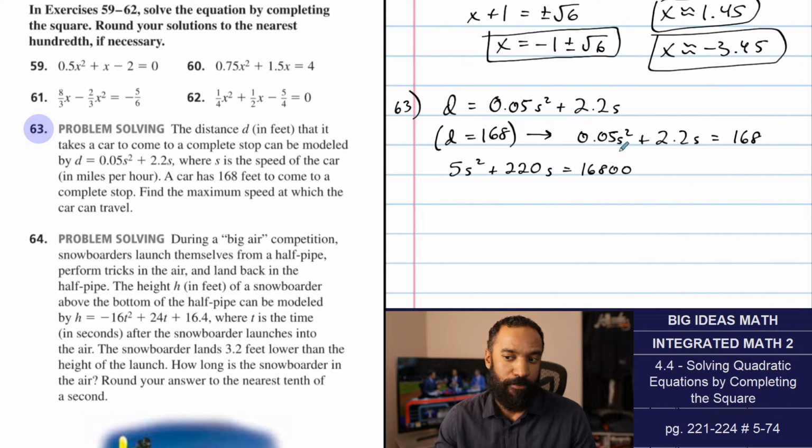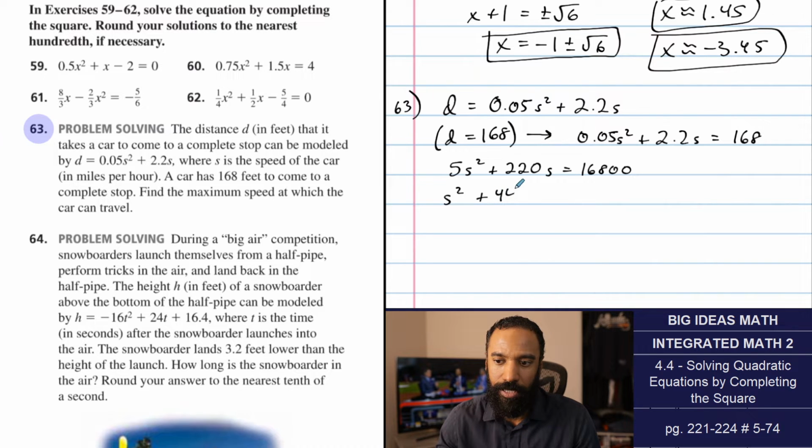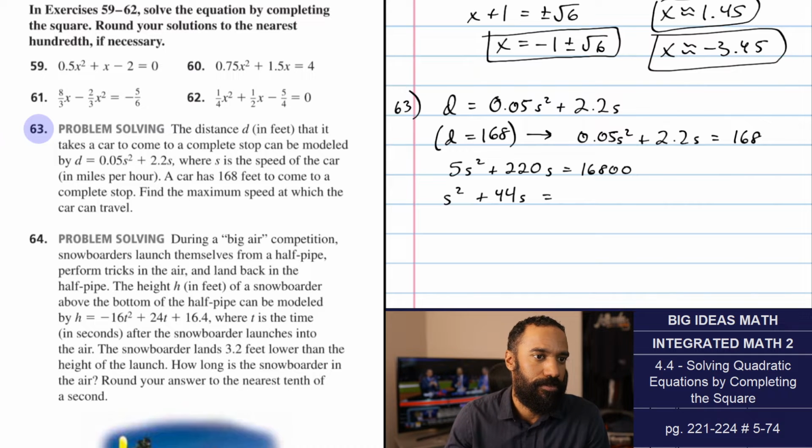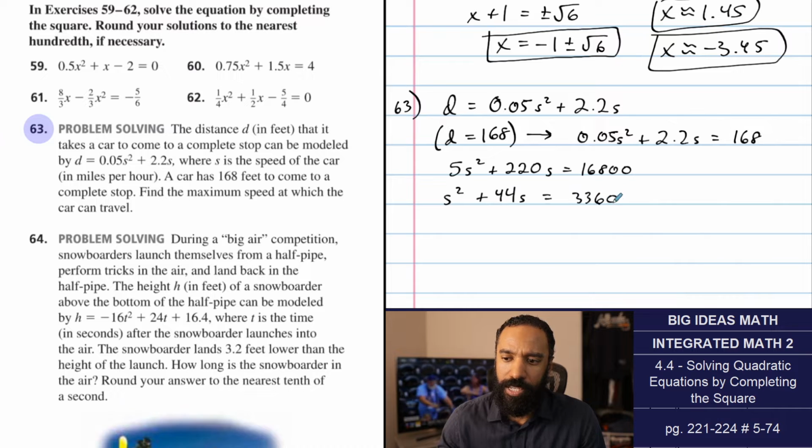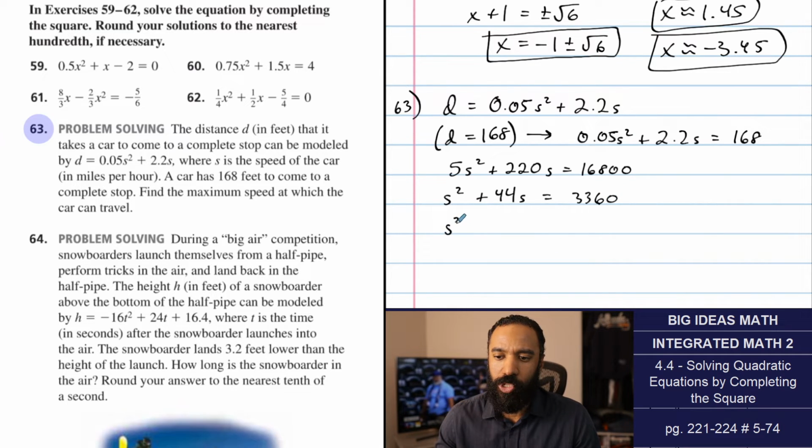But now we can divide everything by 5, and I think that also will pan out for me in a good way. So we get s squared plus 44s equals... what is 16800 divided by 5? That's an 8. I need a 5. 3360. 3,360. All right, let's complete the square here.